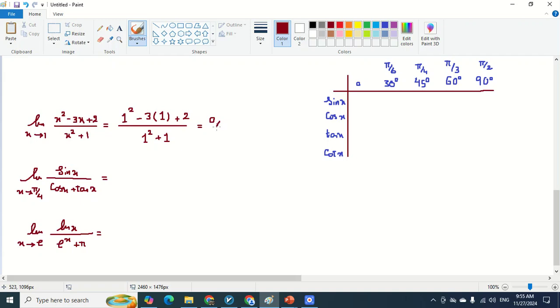So we have 0 over 2, and 0 divided by non-zero numbers will be equal to 0. So we found the limit, and the limit is equal to 0 at the first step. For the second one, we have one trigonometric limit, so x tending to pi over 4.